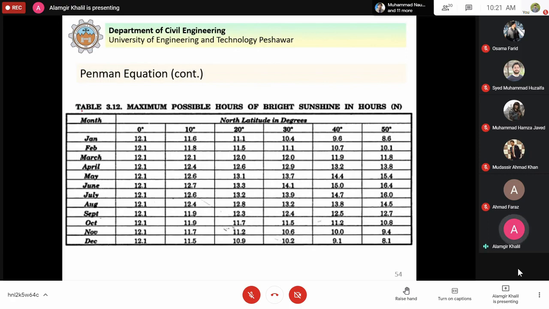Similarly, we have another table, table 3.12. We have the maximum possible hours of bright sunshine, in hours. This is the capital N. So we have the north latitude in degrees. This we can use because Pakistan is in the northern hemisphere. We can have this table for the south latitude in degrees. So we have this latitude in degrees and we have these months. So from this table we can pick the maximum possible hours of bright sunshine in hours.